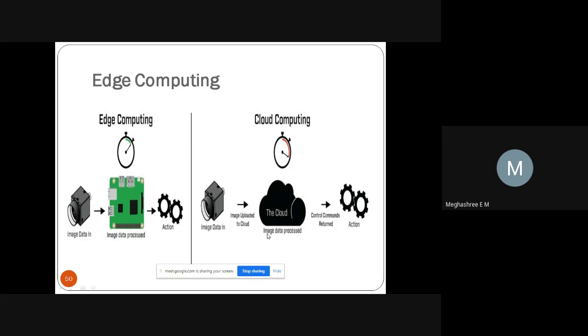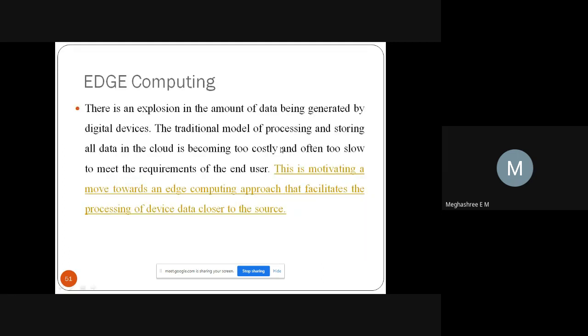And cloud computing, you know, the data will be collected, I mean the captured data is uploaded to the cloud, where processing will be done on that data, and then an analysis is made with respect to that, and based on that action will be taken. Okay, this is cloud computing. And next, that is edge computing. As I said, it is done at the device level where it has been deployed.